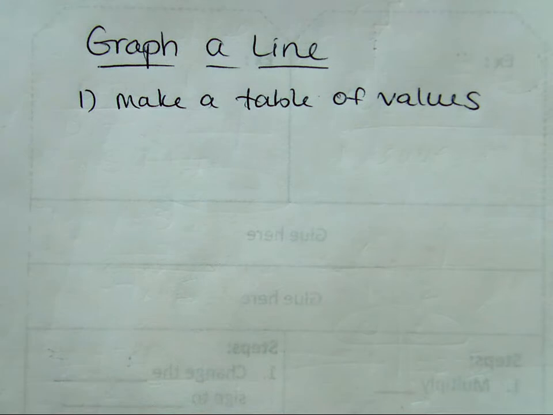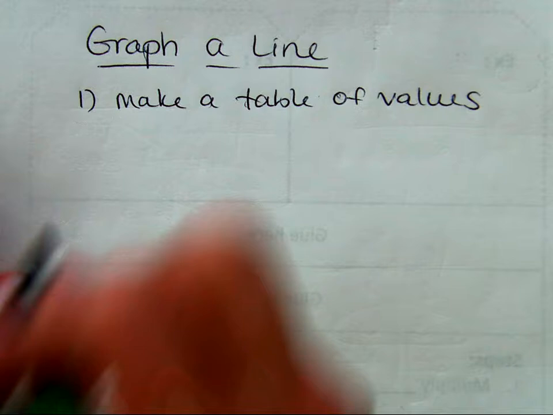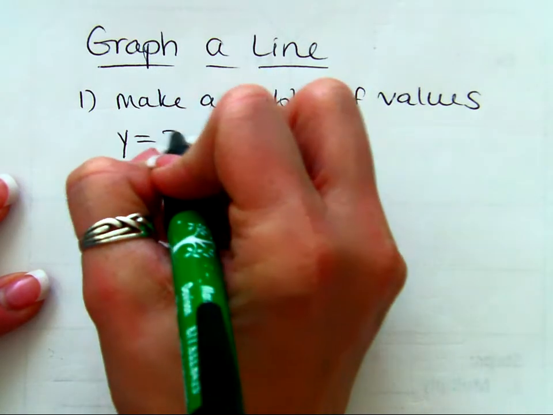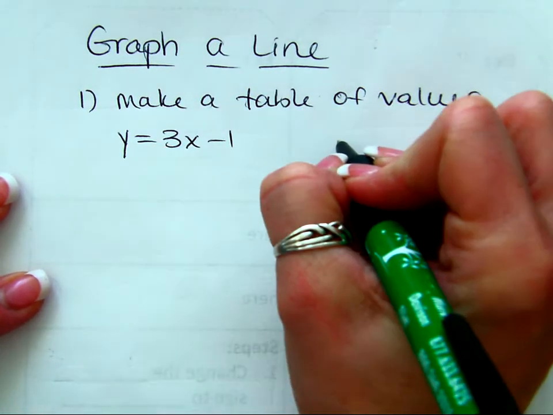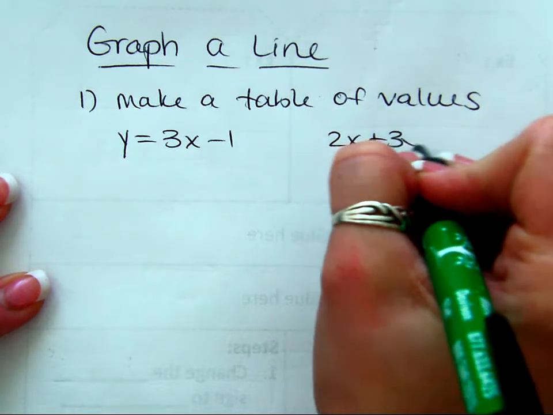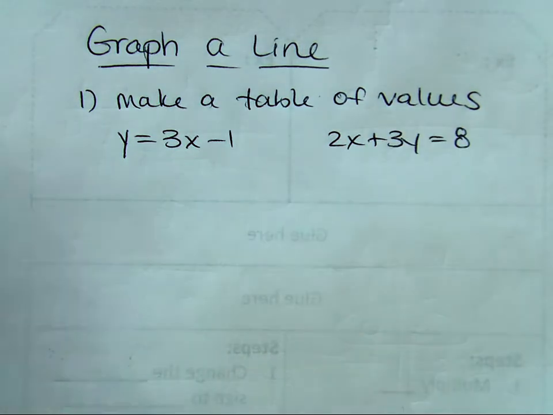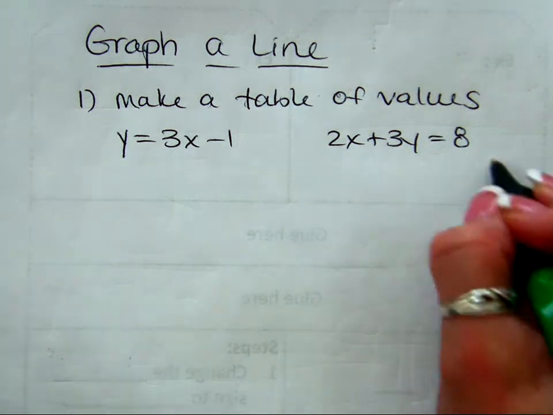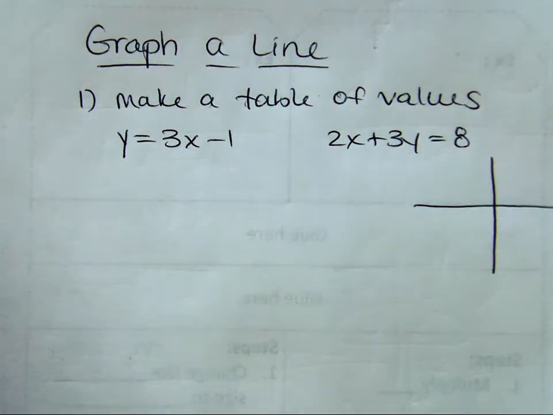And here's the good news. It doesn't matter what form I give you the equation in. I could give it to you in y equals 3x minus 1, 2x plus 3y equals 8, all different kinds of ways. If you know how to use a table of values, then you can get the line on the graph. So I have a big blank graph here, and I want you to graph it.